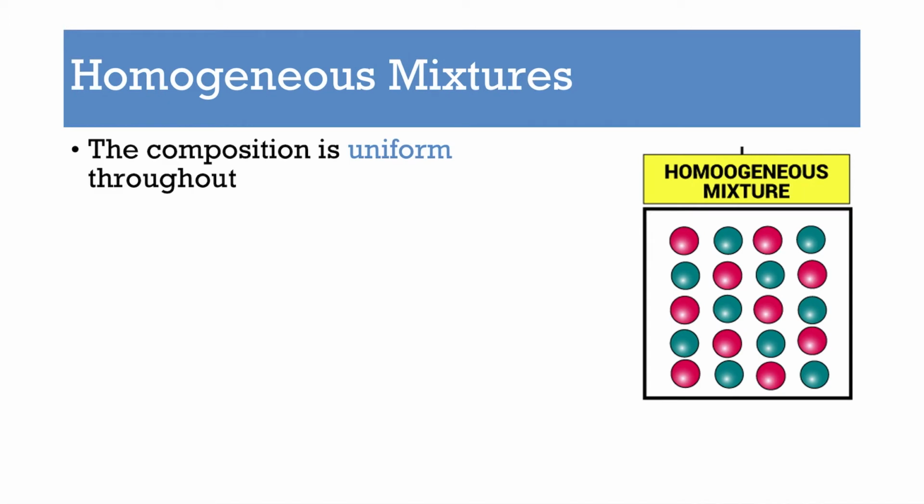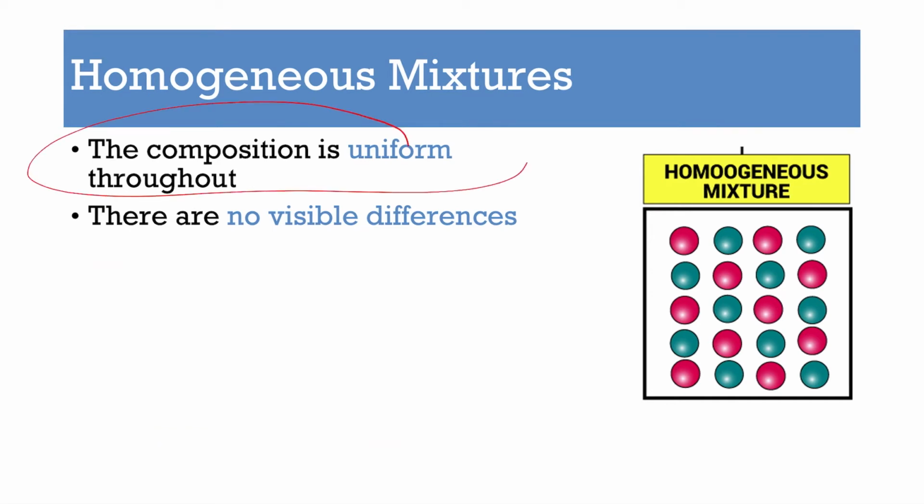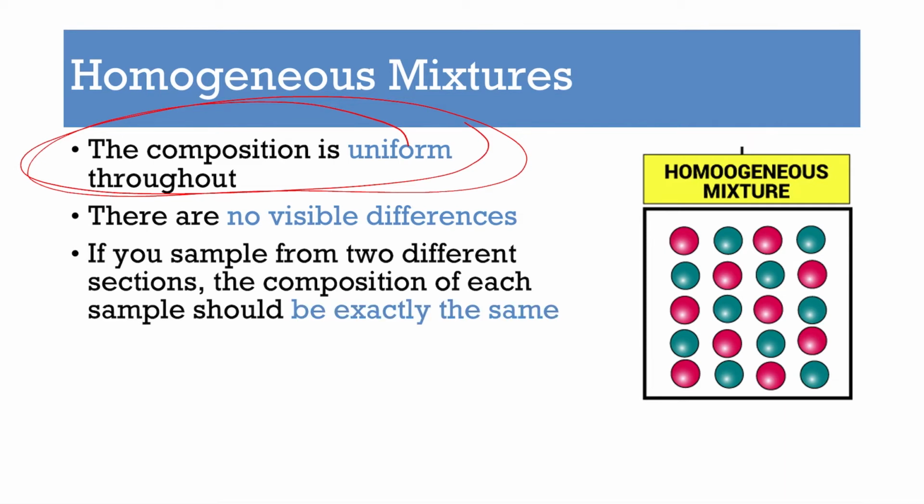So moving forward on homogeneous mixtures, again, the composition is uniform. So this is a super important part that you're going to see a bunch of times. And what that means is that there are no visible differences. So it looks like one thing. You can't see different pieces. It looks the same. And if you were to take samples from two different areas of whatever thing you're looking at, those samples should be exactly the same. So again, if you take a corner from here, or if you take a corner from here, you get the same thing.